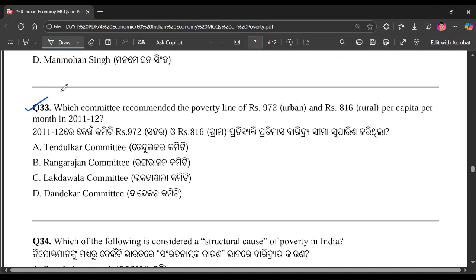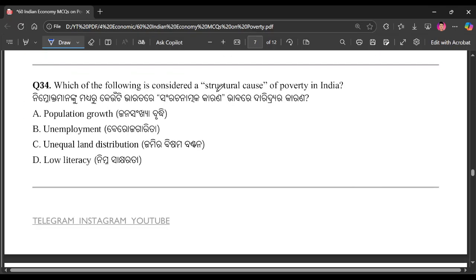Question number 33. Which committee recommended the poverty line of 972 rupees urban and 816 rupees rural per capita per month in 2011-12? Right answer is option number B. Question number 34. Which of the following is considered a structural cause of poverty in India? Right answer is option number C.